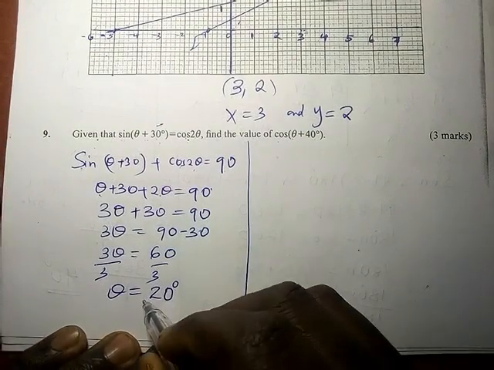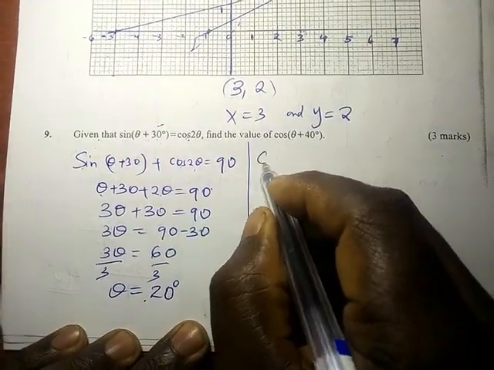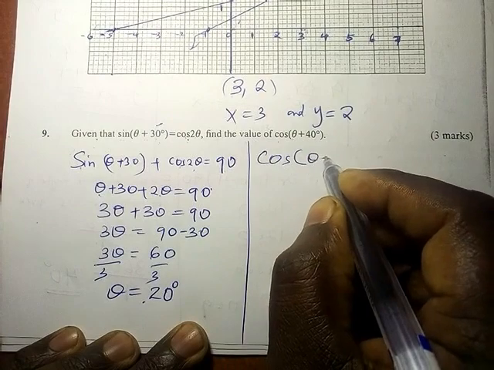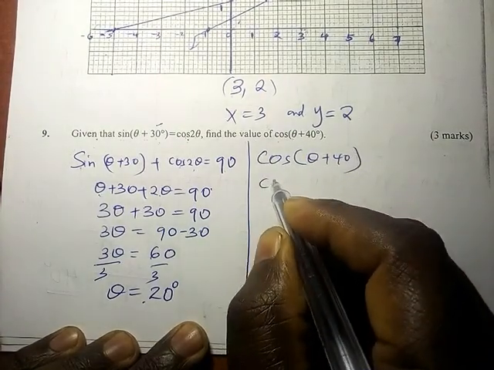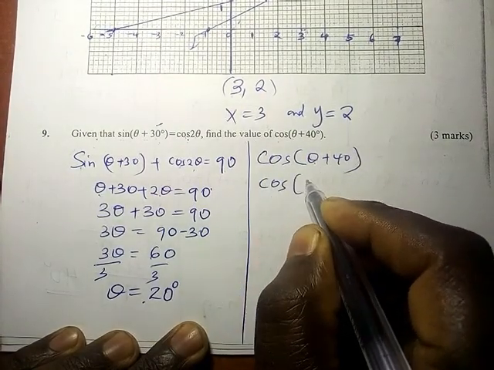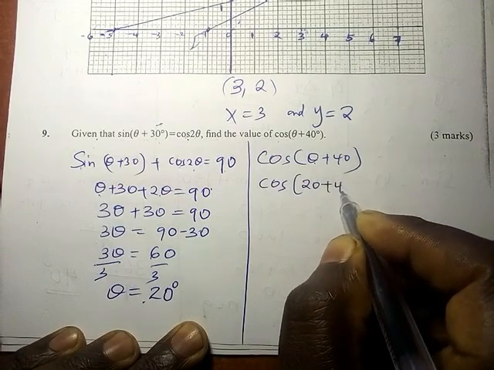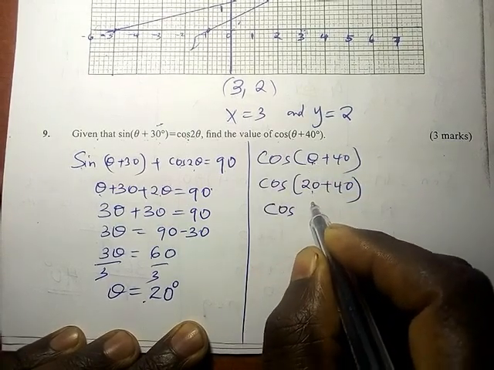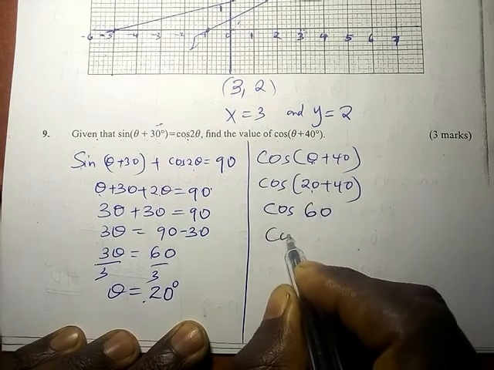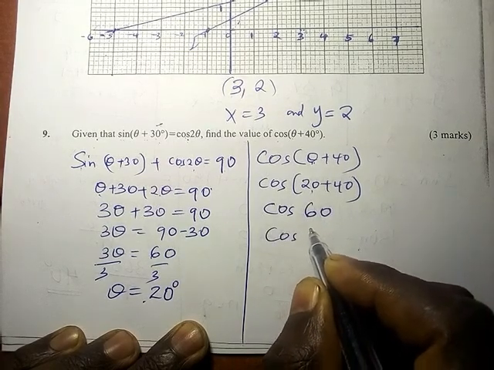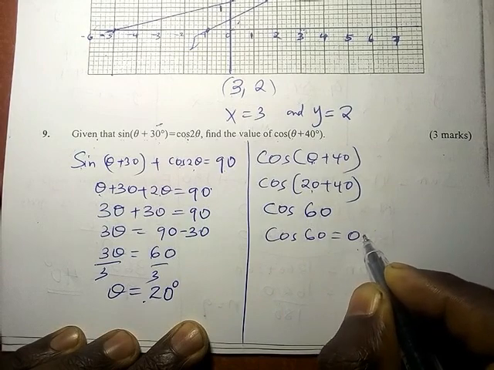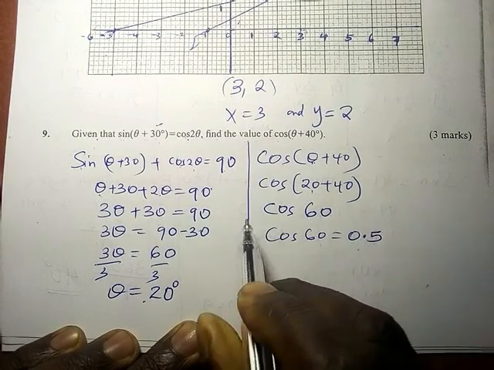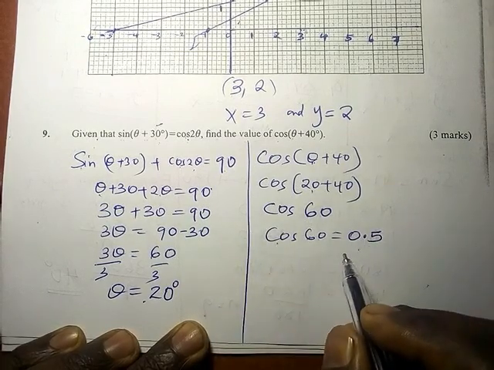Now we have found theta, we are going to use it to solve this one. Cos of theta plus 40. Now we have cos of 20 plus 40 because we have found theta is 20. So we will have cos 60. Cos 60 is the same as 0.5. You take your calculator and place cos 60, which is a half.